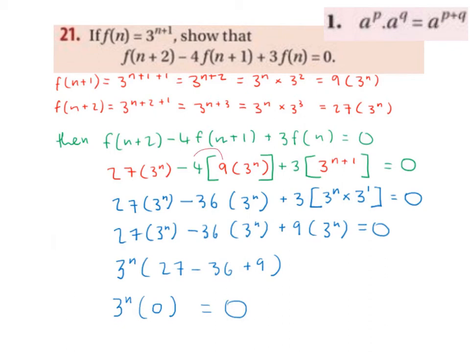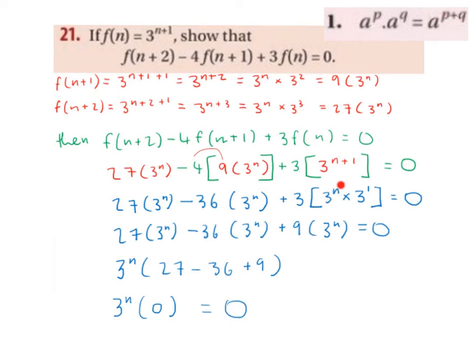Minus 4 multiplied by 9 gives me minus 36. And this is still multiplied by 3 to the power of n. And then we are going to break up 3 to the power of n plus 1 to 3 to the power of n times 3 to the power of 1. Again, using law number 1 from indices and working backwards.